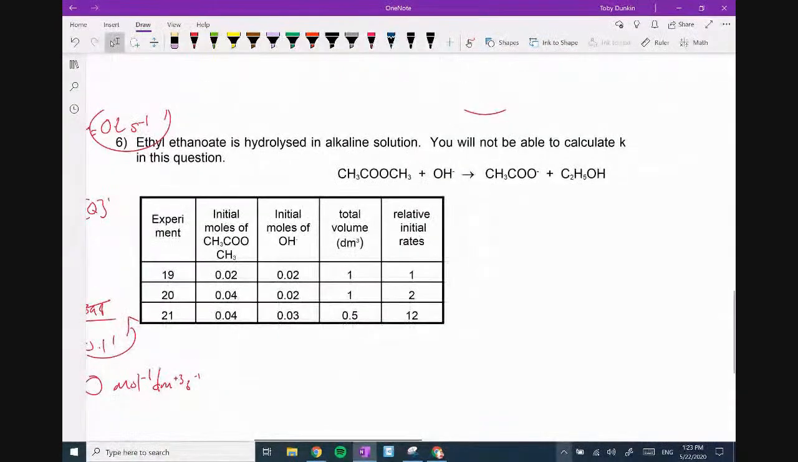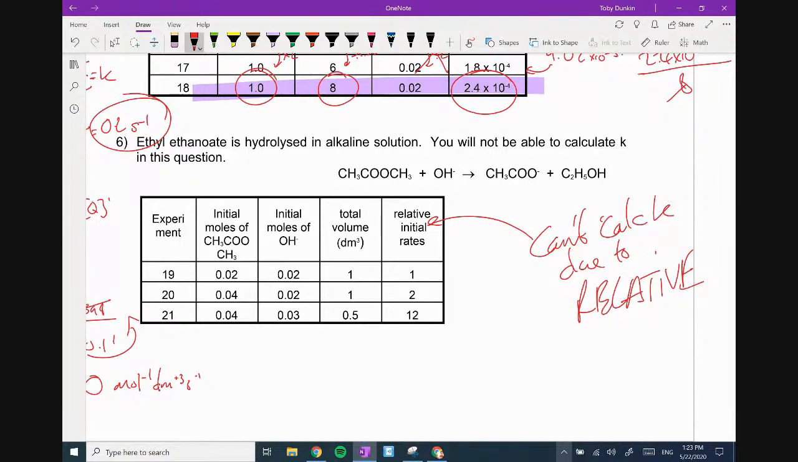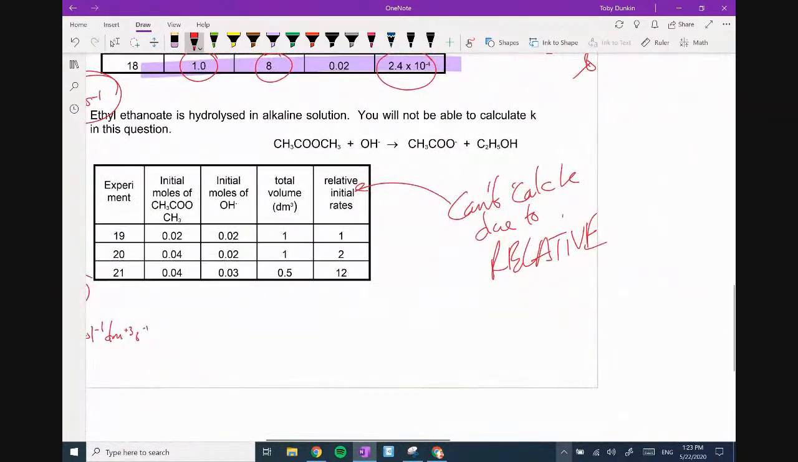Last one. You will not be able to calculate K in this question. Okay, relative. There's why we can't. Can't calculate K due to relative. They're comparing them to each other. They're not a real value. Relative initial rates.